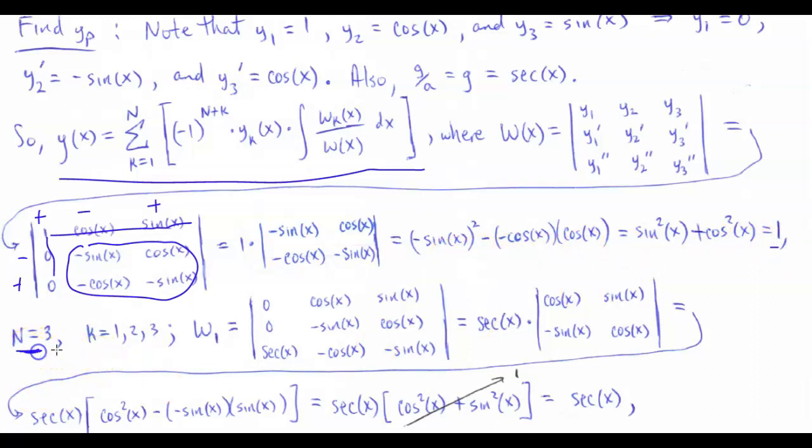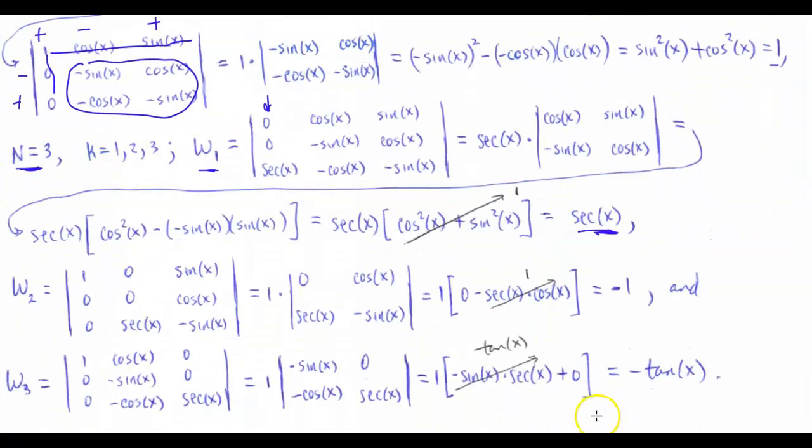I know that my n, which is the highest order derivative for this, is 3, since it's a third order linear ODE. So I find Wronskian sub 1, which you see how I've let my first column be replaced with all zeros except for the last entry, which is secant x. Let everything else be the same, take the determinant of that, and I end up with secant when I work that out.